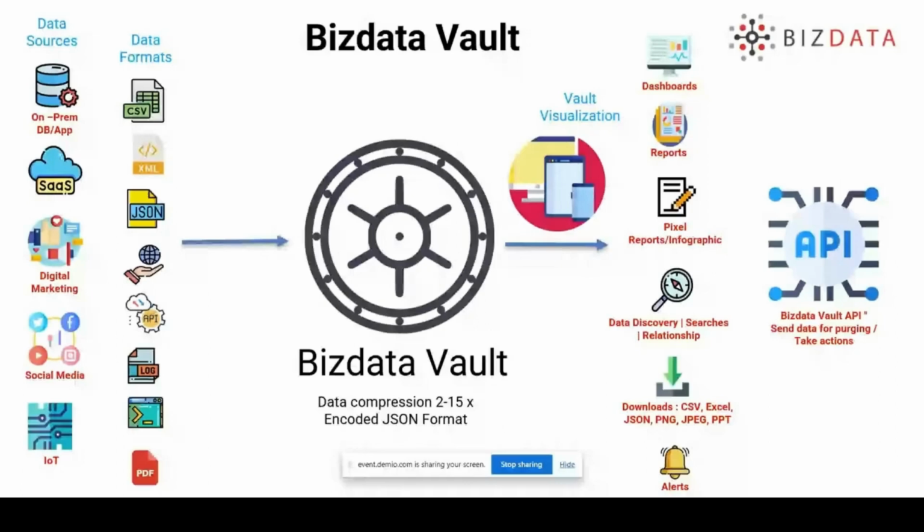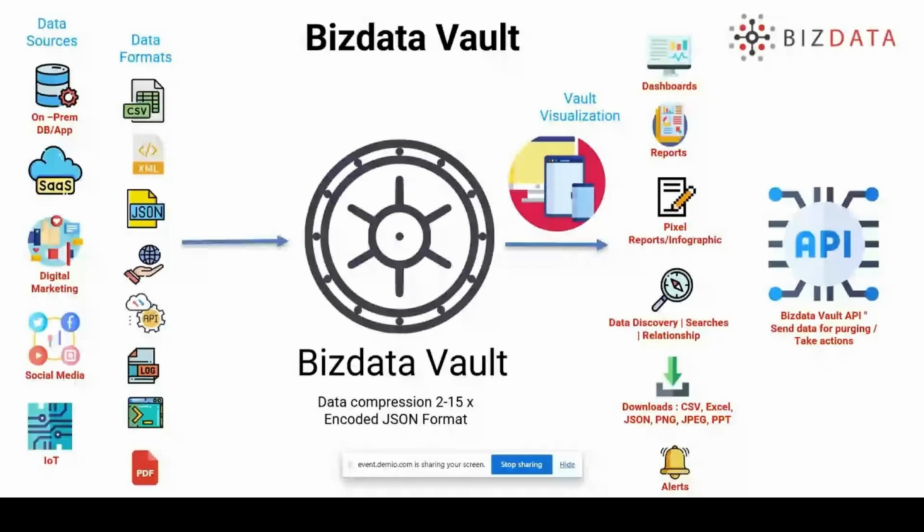Now you can see here, Bizdata Vault encodes data into JSON format. Encodes here means that as soon as data comes into this vault, it encrypts it. It encrypts in the form of SHA-256, which is very highly secured. If someone tries to open this manually, you will not be able to read such data. So it is highly encrypted, highly secure.